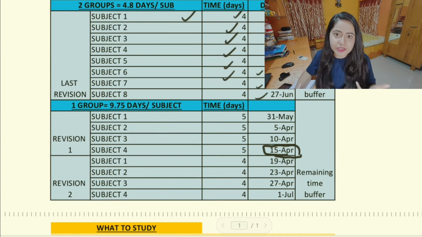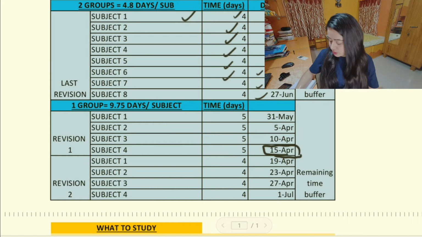Now let's talk about those students who are only giving one group. So you have 4 subjects to revise. If we divide 39 days by 4 subjects, you have roughly 10 days for each of these subjects, right? So you can easily complete 2 proper readings of these subjects. For the first reading, try and give 5 days to each of the subjects. Then after that, do the next reading, which is also the last reading. For that, you can give 4 days to each of these 4 subjects.